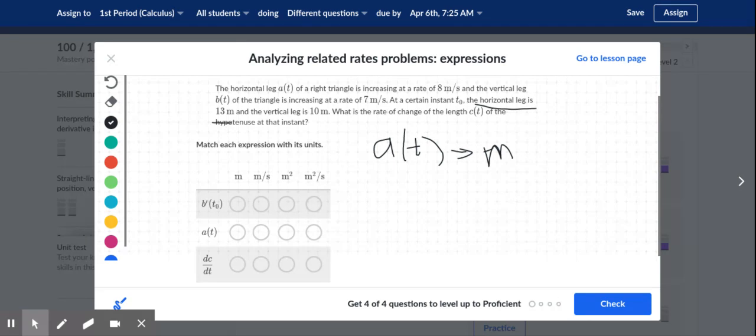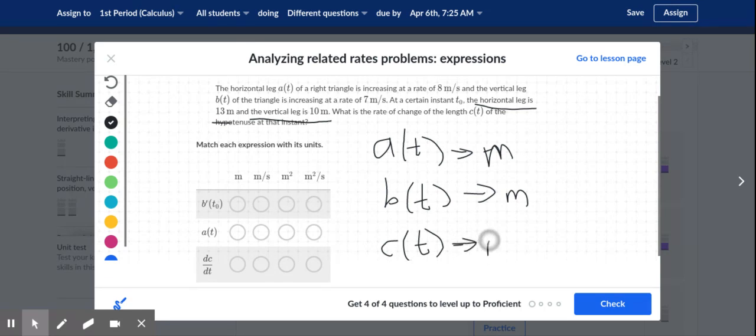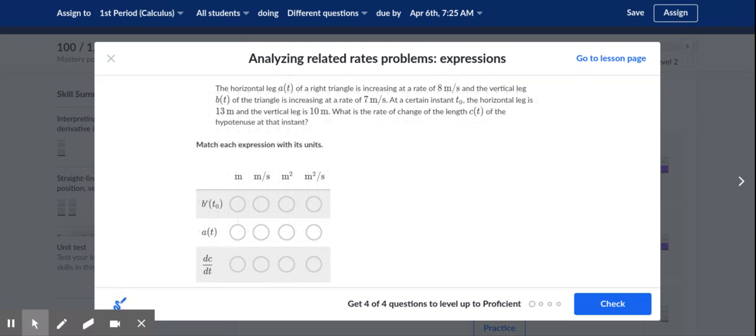So B of t, the vertical leg, is 10 meters. So that's also meters. Okay, that's good. Since we're talking about a triangle, I can make sense of why C of t would have to be measured in meters as well. So I feel confident in answering one of these questions. I know that this one would have to be meters.